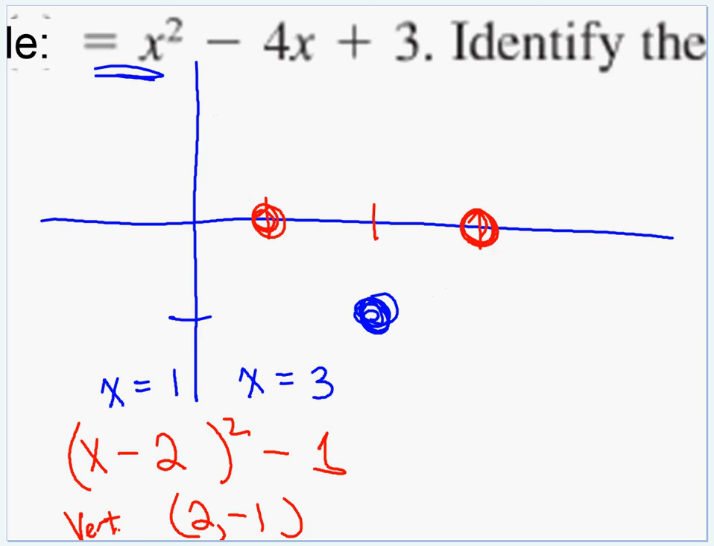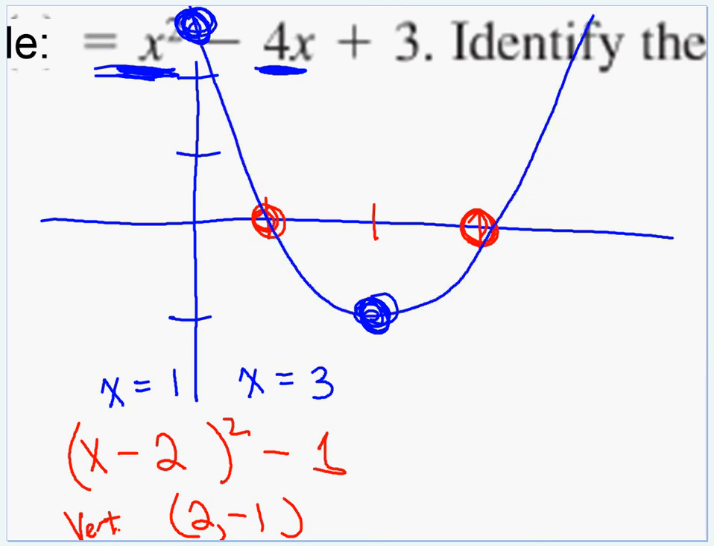And I guess one more point we could really get easy. Let x equal 0. If x is 0, these terms go to 0, and we would cross our y-axis at 3. 1, 2, put it about right up here. So there's just another point to make our parabola a little better.